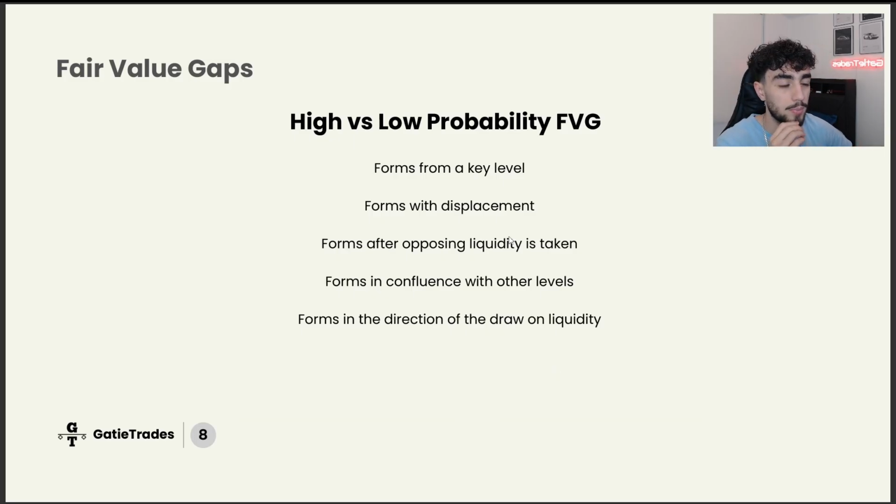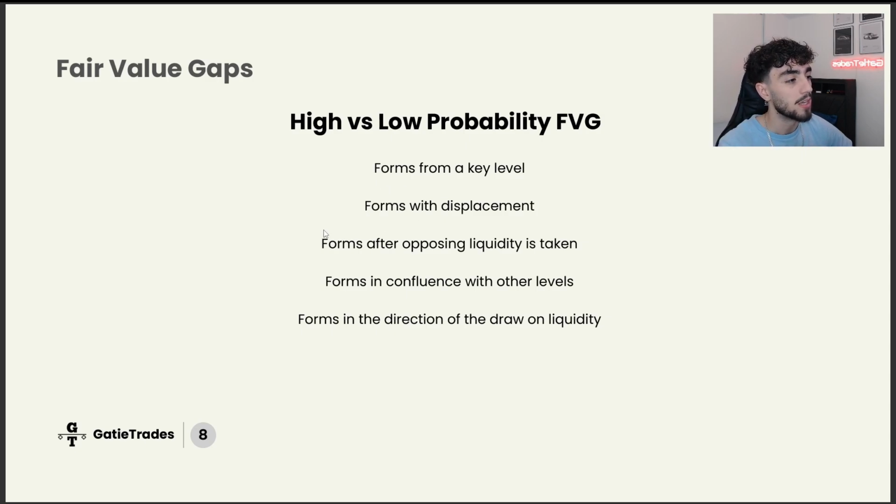We're going to talk about high probability and low probability fair value gaps. So low probability would just be not having these criteria. So a high probability fair value gap forms from a key level, meaning we touch into a key level where you're expecting some sort of reaction, and then we form a fair value gap higher or lower. It forms with displacement, right? It's strong. The size of the gap does not matter, but the displacement from the level forming the gap matters.